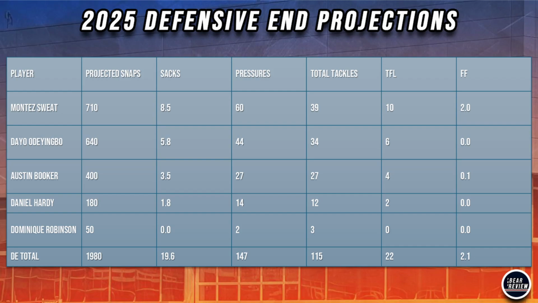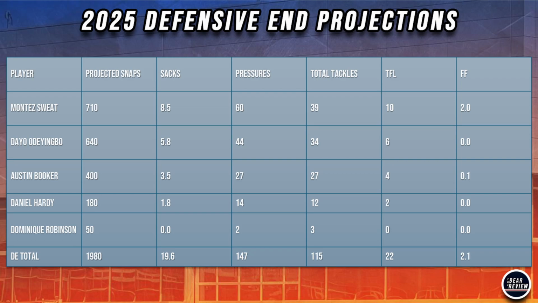Okay, so now that we've gone over every player individually, let's go ahead and throw the entire room up on the screen. As we can see, a healthy Montez Sweat returns to form and gives us exactly what we need off the edge. Dayo Odeyingbo is a bit of a wild card. He can honestly go either way, being really good or just being okay. After that, everything else is up in the air.